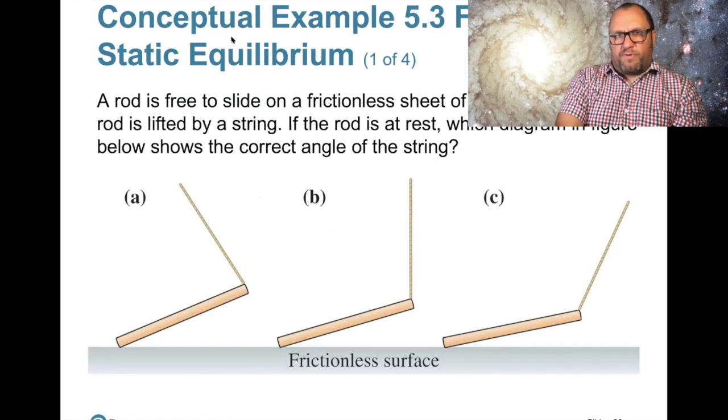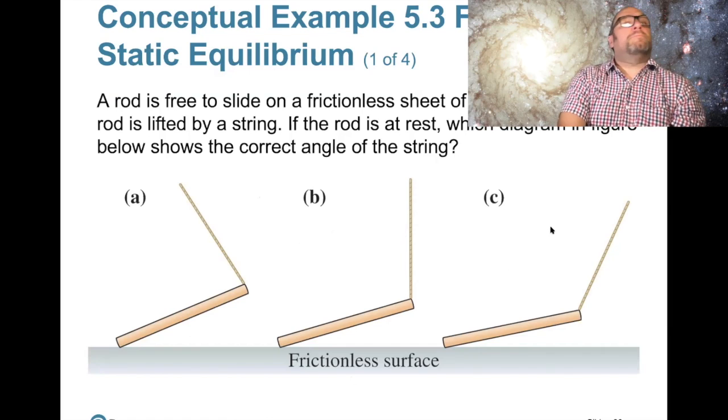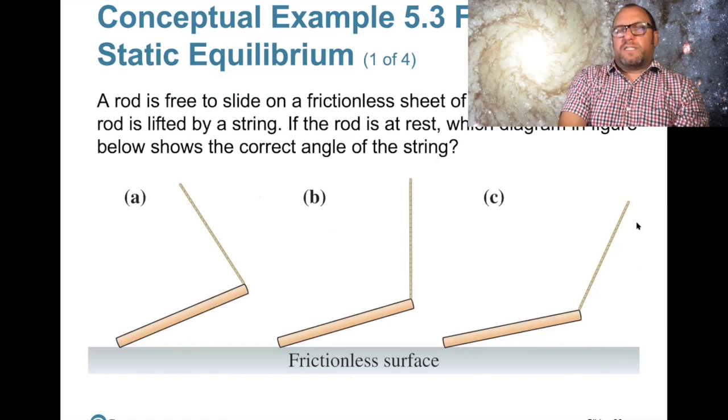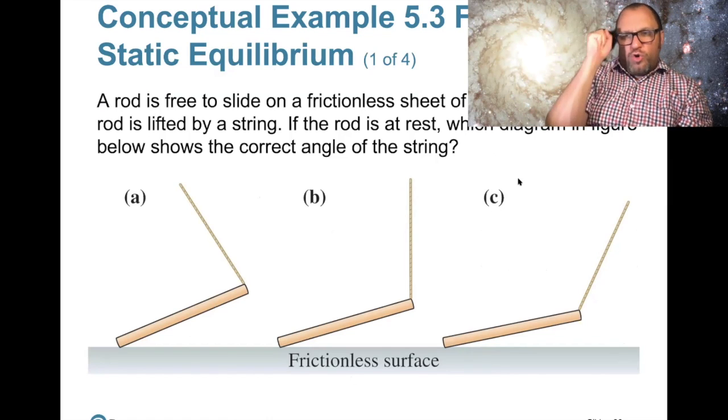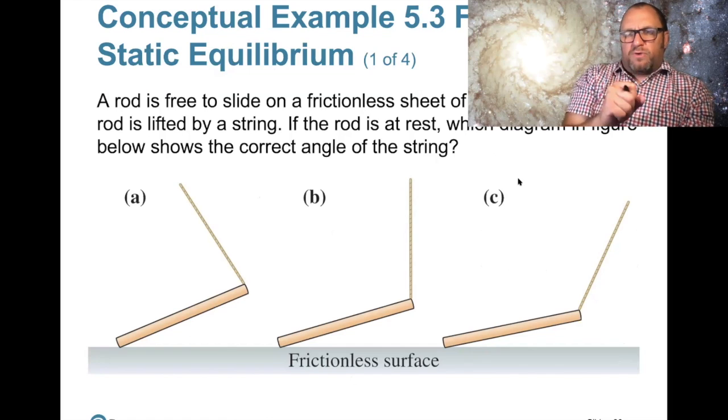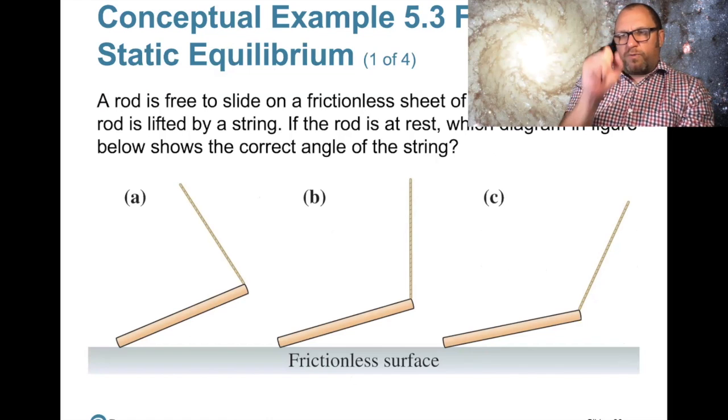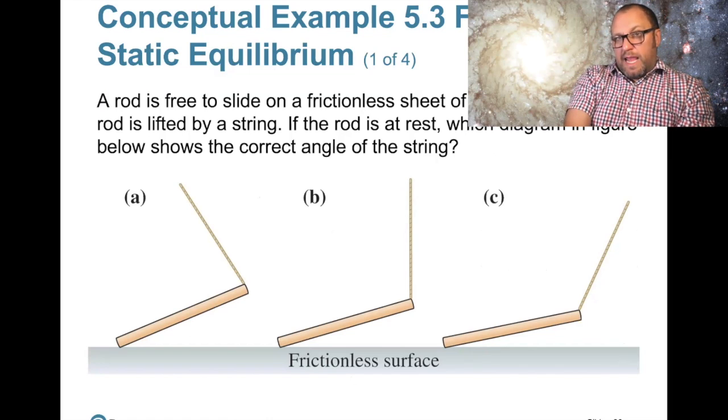Conceptual example 5.3, forces in static equilibrium. A rod is free to slide on a frictionless sheet of ice. One end of the rod is lifted by a string. If the rod is at rest, which diagram in the figure below shows the correct angle? Oh, that is a tricky one.